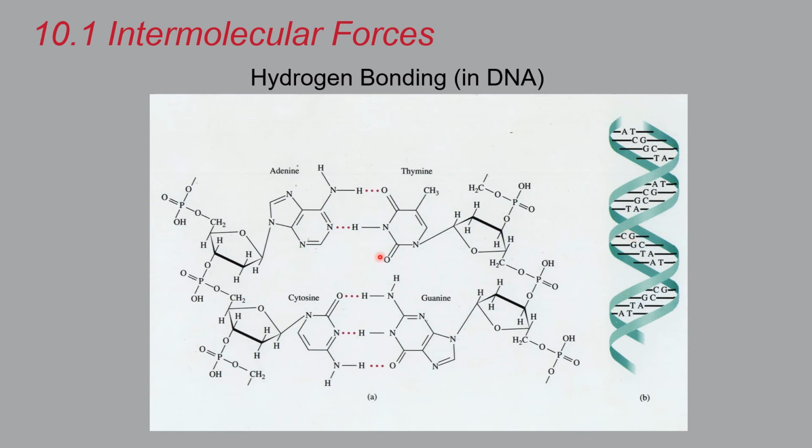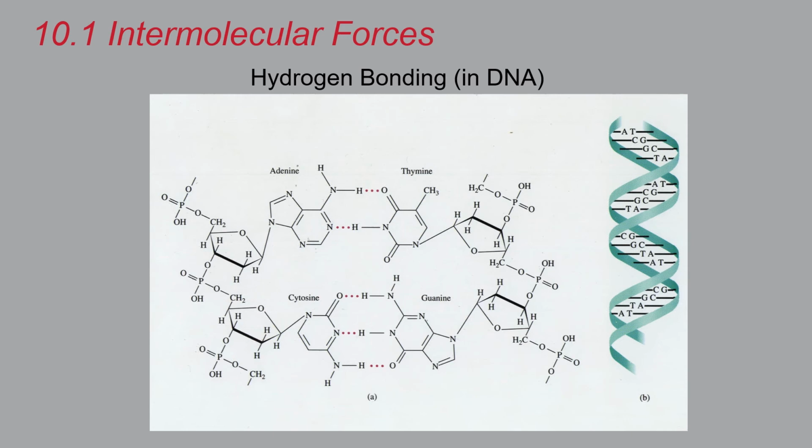So this is how base pair replication works: because of the size and shape of these molecules, only these 2 hydrogen bond to each other, and then only these 2 hydrogen bond to each other. And since that's how we copy genetic information, that's kind of important for life.